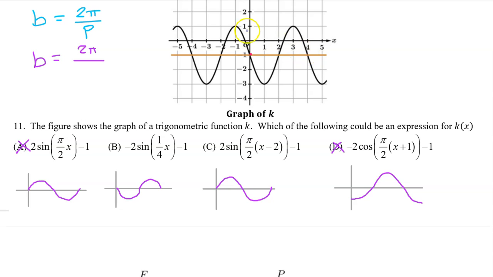Now, what's the period? We can measure the period as the horizontal distance from peak to peak. From negative 1 to positive 3, that's 4. So the period is 4. 2 pi over 4 reduces to pi over 2. And that is the B value of option C. So the correct answer is C.